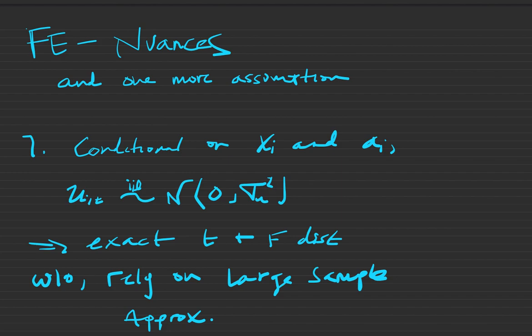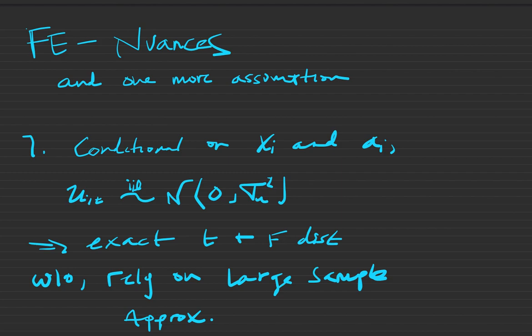Conditional on xi and ai, the idiosyncratic error uit is independently and identically distributed normally with a mean of 0 and a variance of sigma squared u. So the seventh assumption implies assumptions 4 through 6 that we have already discussed and gives us exact t and f distributions for our inference procedures.